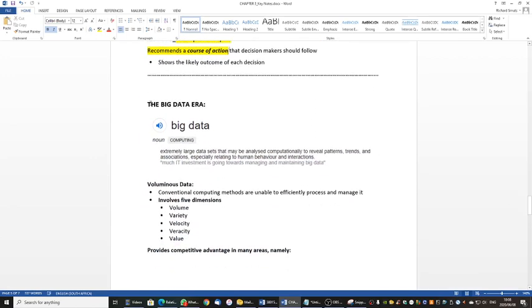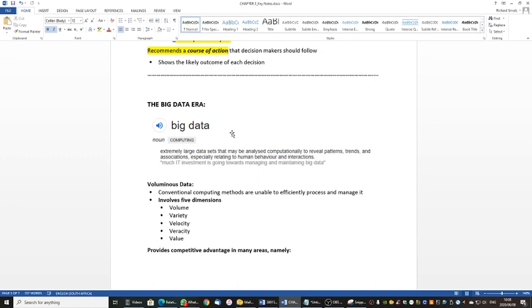I would like to talk now about the big data era. I'm sure you may have heard the term big data, and these are extremely large data sets that may be analyzed via a computer to reveal patterns, trends, and associations. To give you an example of big data, one can think of something such as Facebook. Facebook has so much information about you that they can and they do and they will use for marketing purposes.